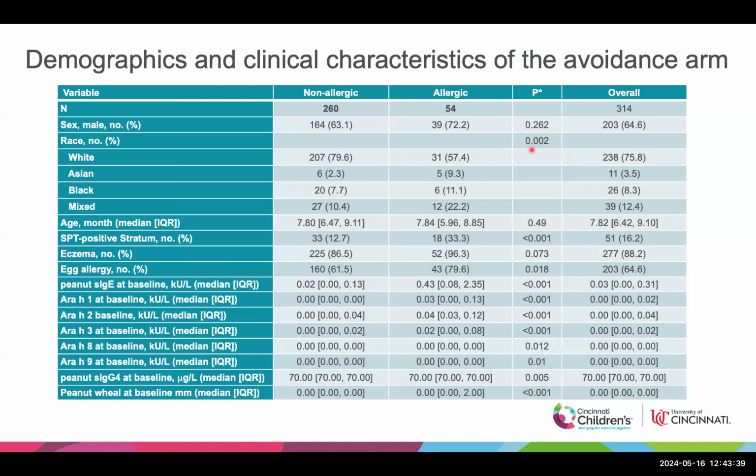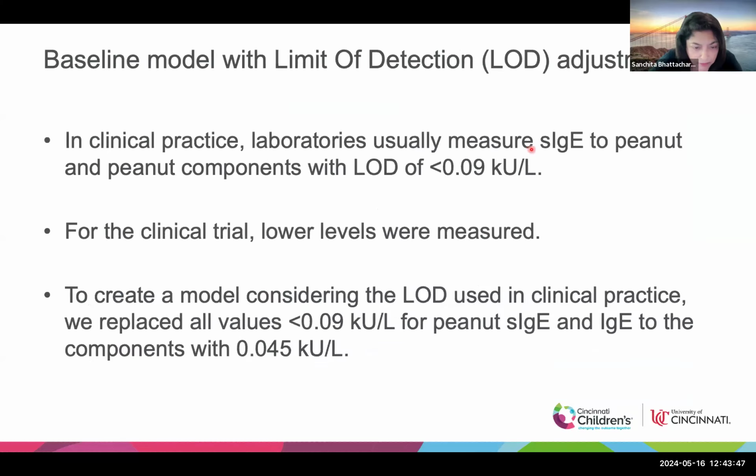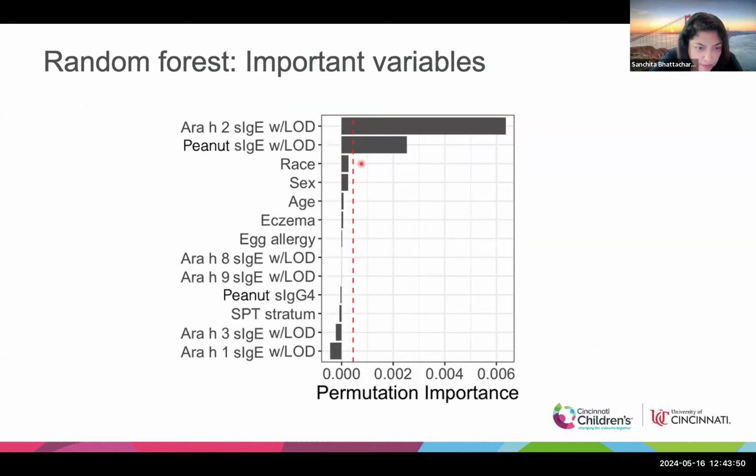Race was actually significantly different here, but we did not look into it. We gave it as a variable, as an option for the random forest to pick, but it didn't pick it. I think it was close, though. It didn't make the cutoff, but it was definitely up here. Okay, there are other questions coming up.